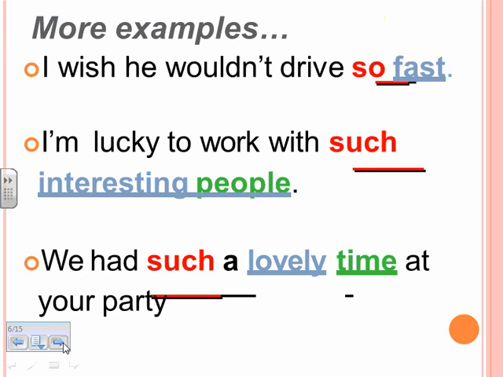Okay, next. So let's see here some examples. I wish he wouldn't drive so fast. I'm lucky to work with such interesting people. We have such a lovely time at your party.